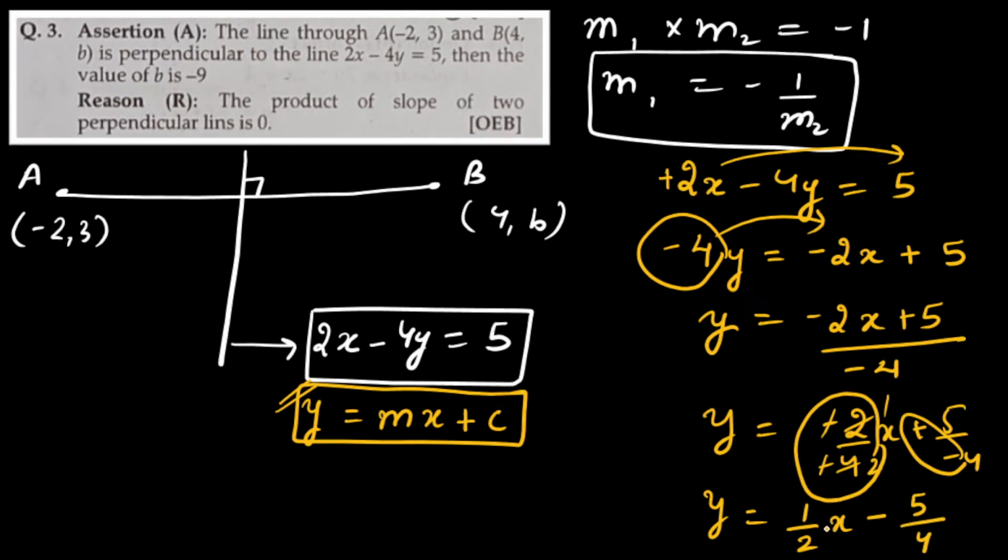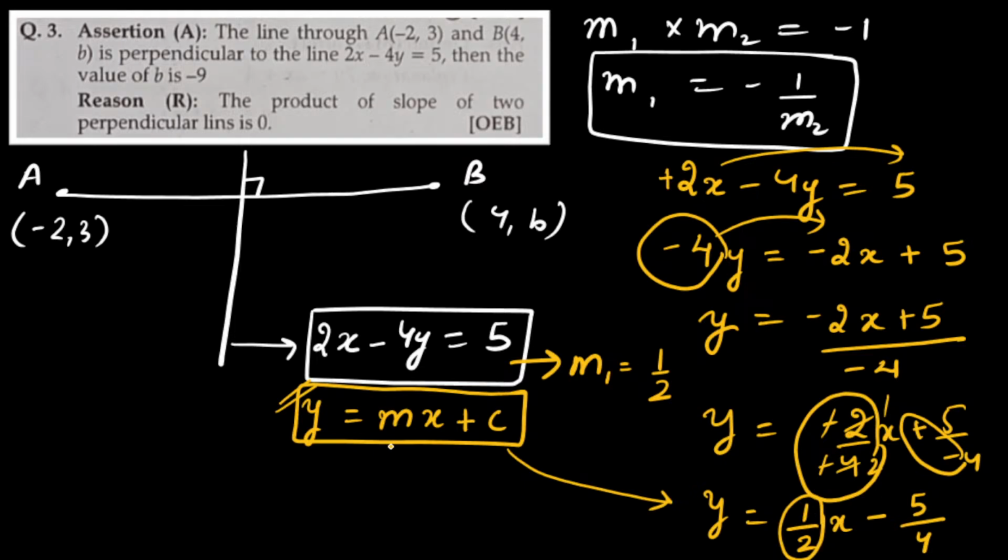So this is the form of equation I got. If I compare it with slope intercept form, I'll get the slope of this line. Suppose this is m1. So this line's slope I am getting as 1 by 2. I converted the equation into y is equal to mx plus c, and afterwards I just found the value of the slope.